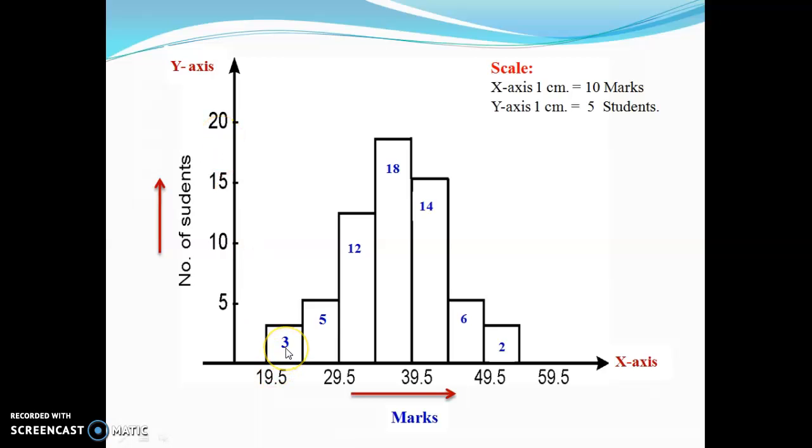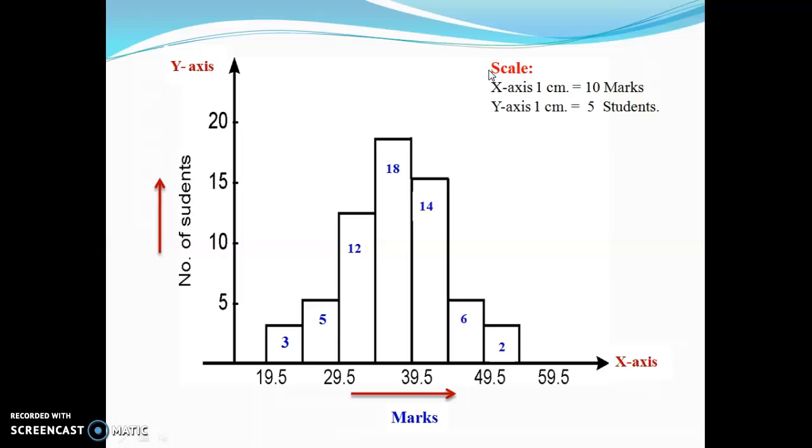As per the frequency, the first one is 3 for the class interval starting at 19.5, the second is 5, the third one is 12, and the fourth one is 18, up to the last one, class interval 49.5 to 54.5, that is 2. If you use graph paper, then this is very easy.